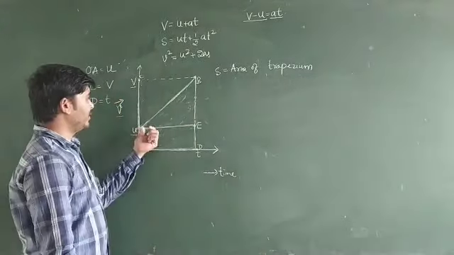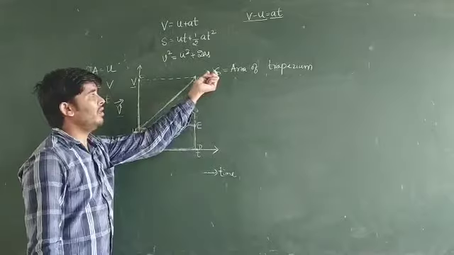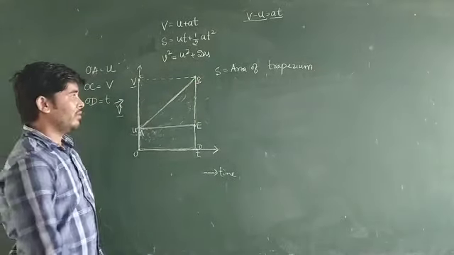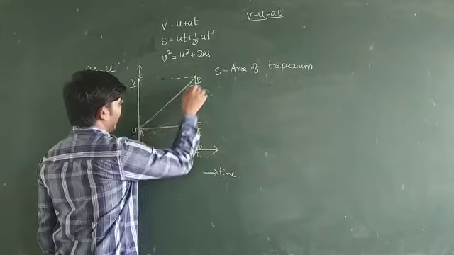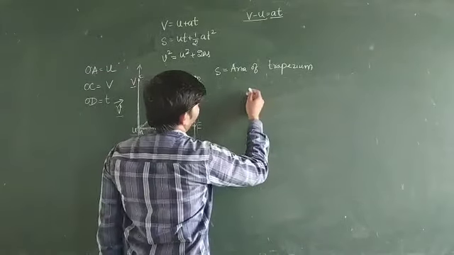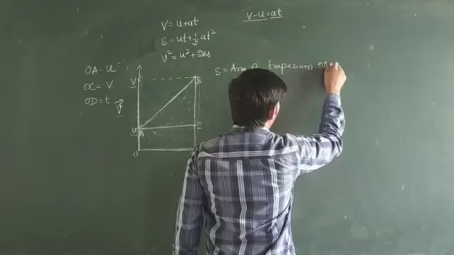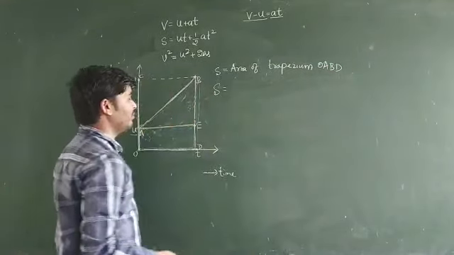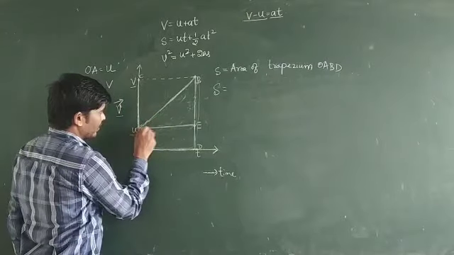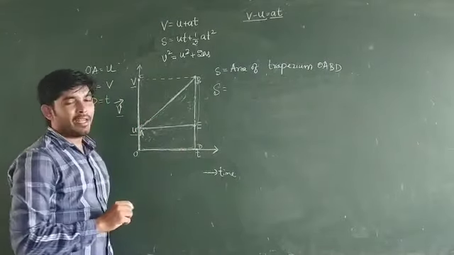So again, from this trapezium we can find out the distance traveled by the body. So now let us consider the trapezium OABD. Area of trapezium OABD. So how to find out the area of trapezium? So you have put this line now, right? So what is the area of the trapezium?